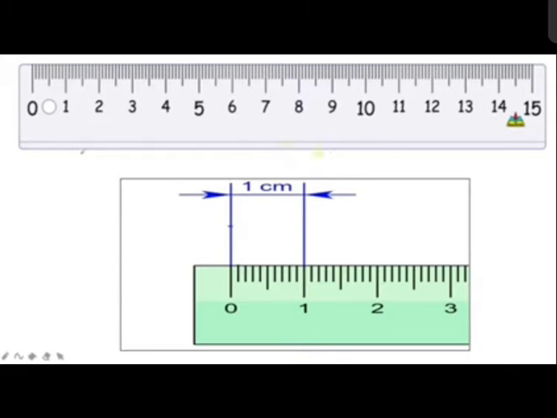If the object is small and straight, we can use the 15-centimeter scale of our geometry box to measure its length. A ruler or a scale is marked in centimeters and millimeters. And if the object is big and straight, we can use either a meter rod or a measuring tape to measure its length. For example, a tailor uses a measuring tape, whereas a cloth merchant uses a meter rod.